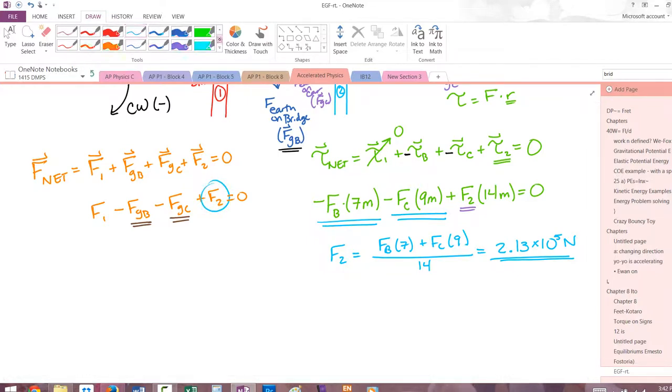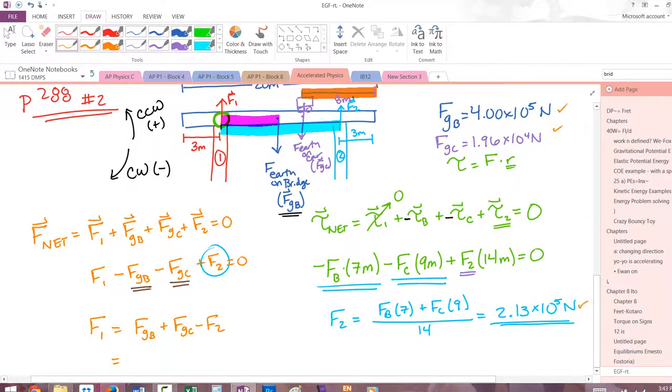So that should be fairly straightforward, but let's go ahead and go through it. So F1 is going to be FGB, when we move it over it becomes positive, plus FGC, again same thing there, minus F2. So when we plug that in, we're going to use the values that we had before. So that's this one, and this guy down here. So we can go ahead and do that addition and subtraction. I got something like 2.07 times 10 to the 5th newtons.